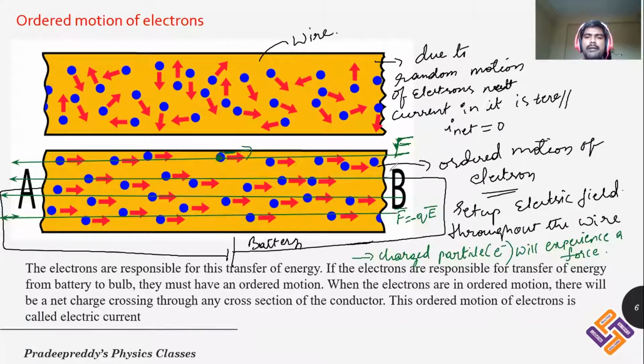that of the electric field. So all electrons move from the negative terminal to the positive terminal of the battery because the electric field is set up in the opposite direction, right? So this is the way all electrons get ordered in the wire when you are connecting a battery. This ordered motion of electrons in a conductor is called electric current.